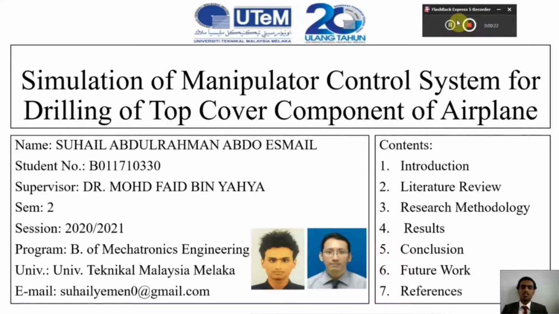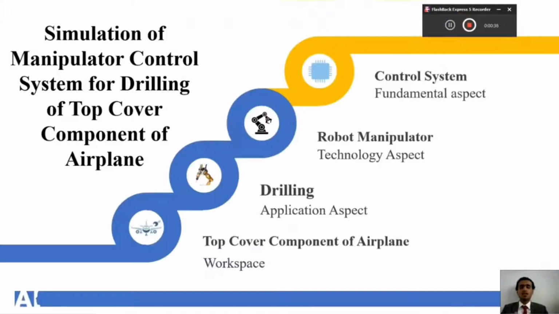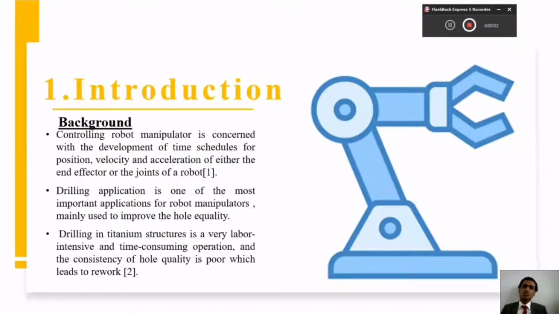The content is Introduction, Literature Review, Research Methodology, Results, Conclusion, Future Work, and also references. So I will talk first about the title. The title consists of five aspects: the control system, which is the fundamental aspect; a robot manipulator, which is the technology aspect; drilling, which is the application aspect; top cover component, which is the workspace where the application will be done. Then I will go to the introduction.